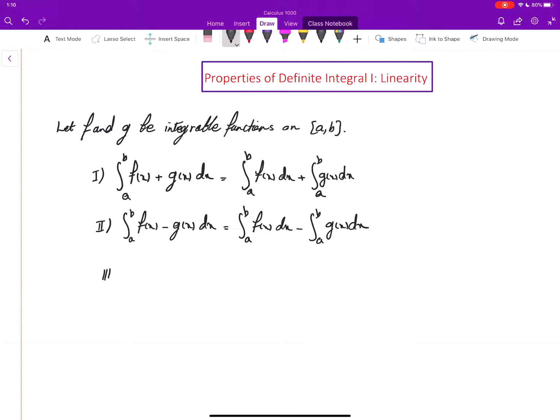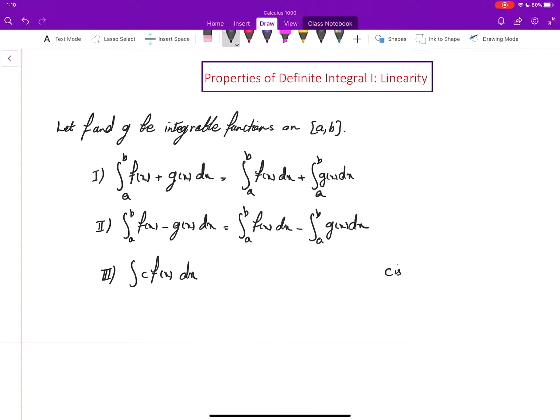Also, there is a third property. If you multiply a function by a constant, where c is a constant, in that case the constant comes out of the integral, and that gives us what we have.